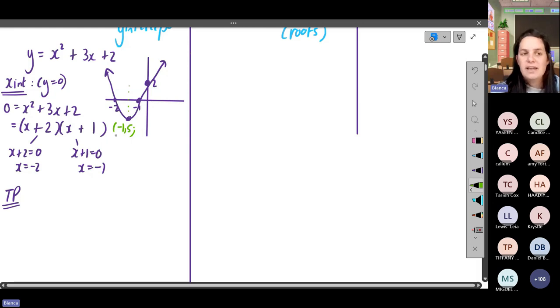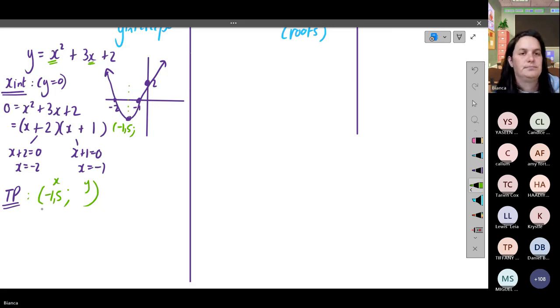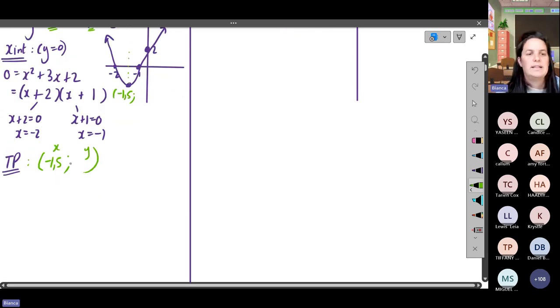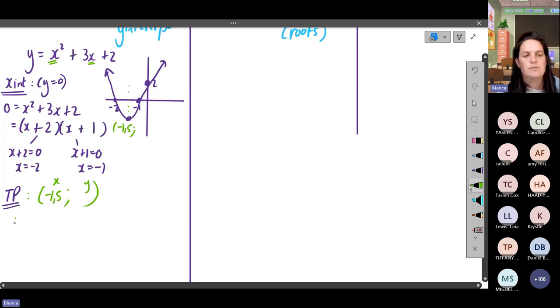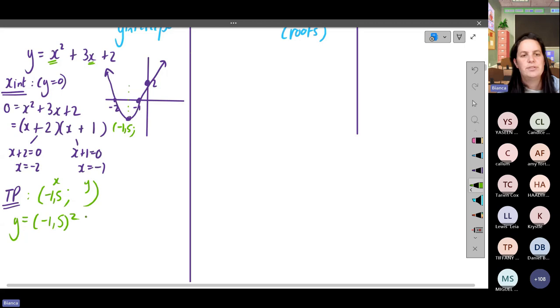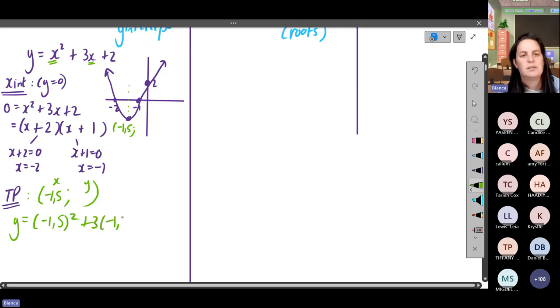So you can just use symmetry. And then once you have the x value, you can sub it into the original formula to work out the y value. For turning points, you need an x value and a y value because it's coordinates. We know that x is negative 1.5, but now I need the y value. So I take the negative 1.5 and put it into the formula, in brackets. Please be careful because of that negative. Whenever you substitute, you should use brackets.